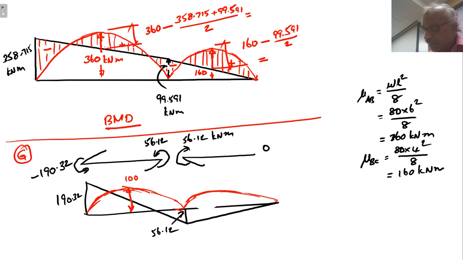Actually it is not a parabola. So this value here is 56.25. Right. So this is minus, this is plus, and this is entirely plus. So here this is the bending moment diagram. It's completely positive, causing tension at the bottom. Tension at the bottom. Right. So this is the bending moment diagram.